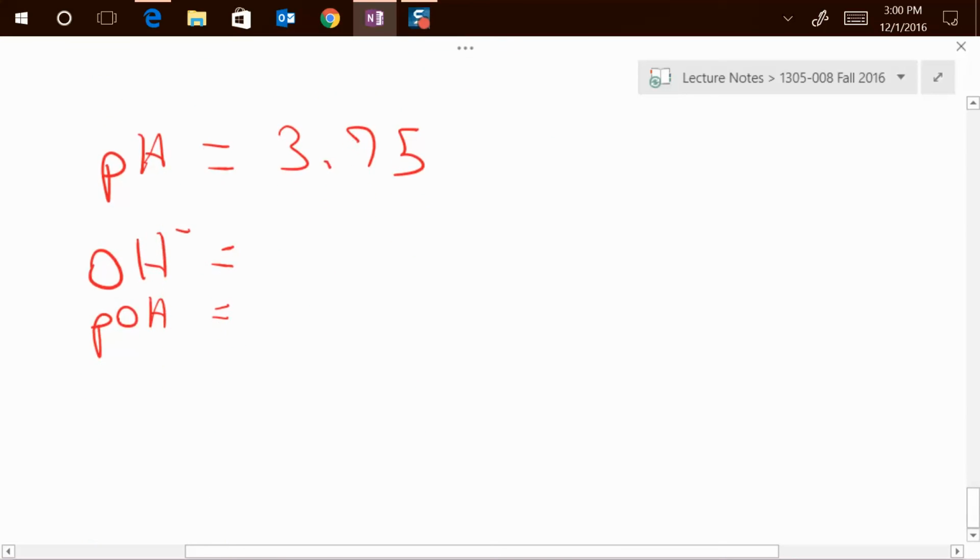All right, so if I have a pH of 3.75, how do I find my pOH? What is your diamond telling you? 14 minus the pH is going to give me the pOH. What is the pOH?